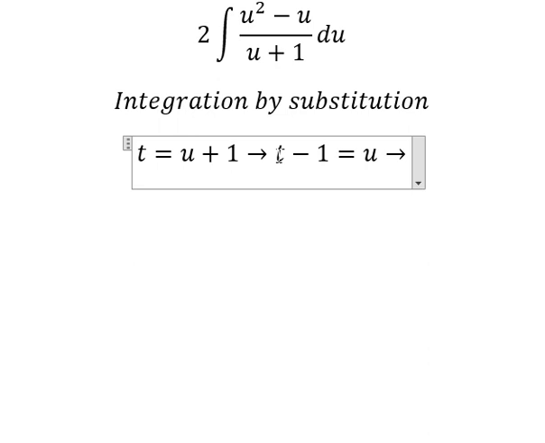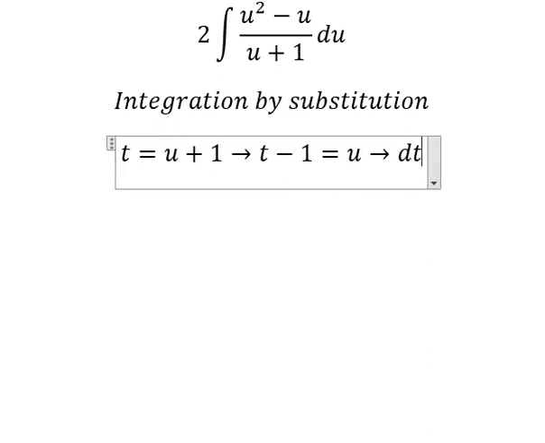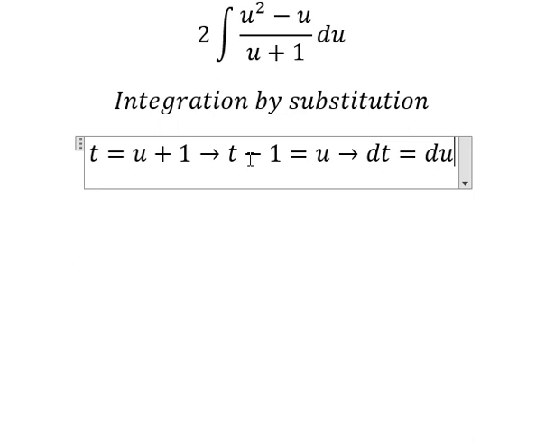Later we do the first derivative for both sides. This one is the constant, so you get 0 in here. This one, we have 1 and 1. So we have dt equals du.